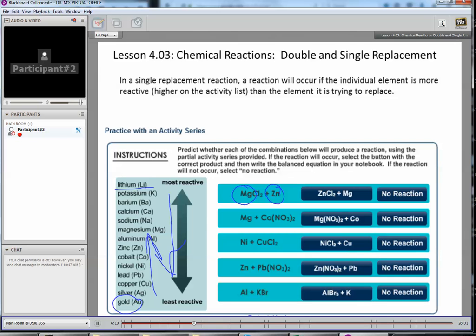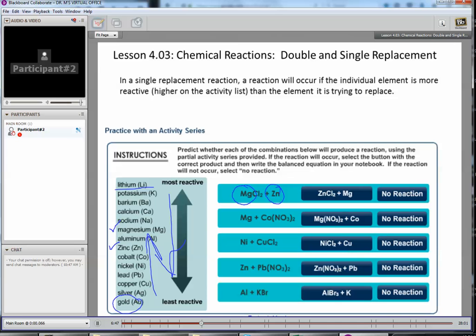So I'm going to go on my activity series. I'm going to look for zinc, which is right here, and I'm going to look at magnesium, which is right here. Being that magnesium is higher up on the list than zinc, they can actually swap positions for this.